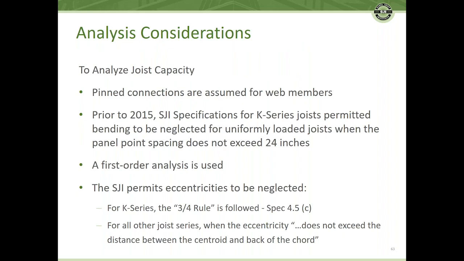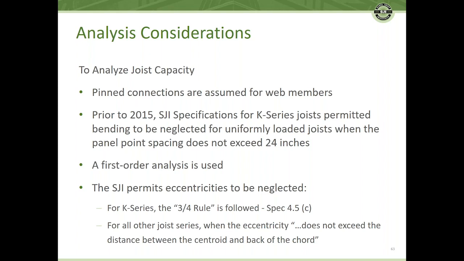We consider all of the web members to be pinned connected. Prior to 2015, the Steel Joist Spec for the K-Series joist permitted bending to be neglected for the uniform loads in the top chord, as long as the panel spacing was not greater than 24 inches. That's one of those little subtleties in the spec that we need to be reminded of. In joist, we always consider this a first order analysis.